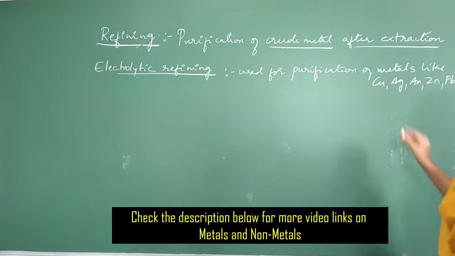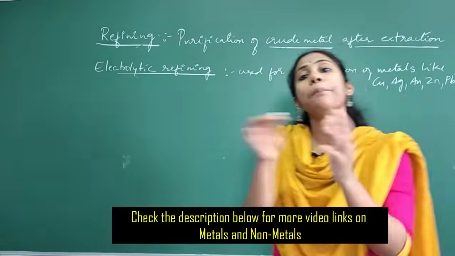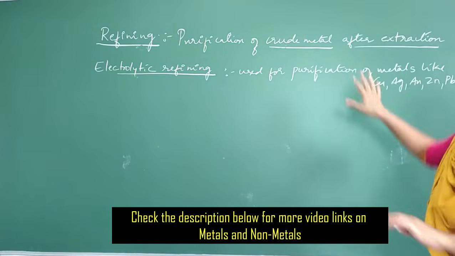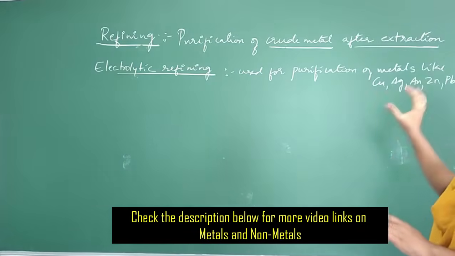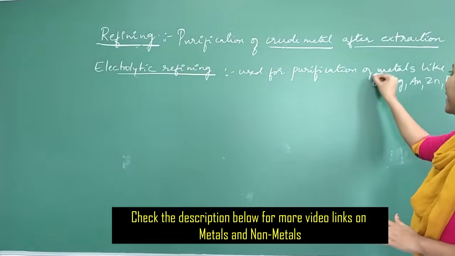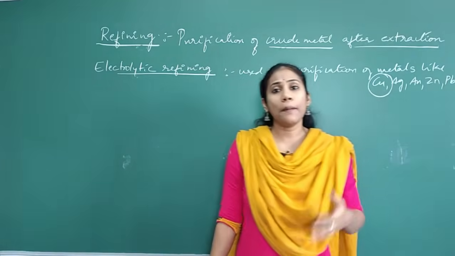Okay, so with the help of electricity, we are trying to remove all the impurities present in a crude metal that we are getting after extraction. Let us see how we do this electrolytic refining by taking an example of copper. Imagine we extracted copper.